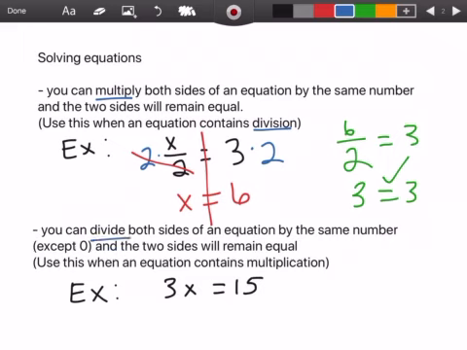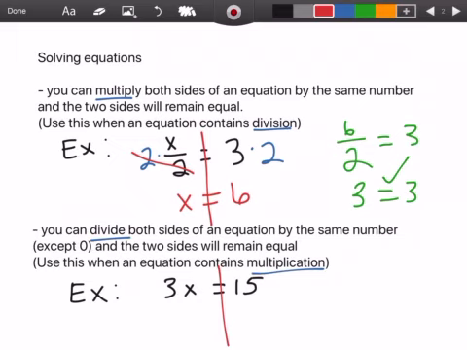Alright, now the next property. We can divide both sides of an equation by the same number, except 0. You're not allowed to divide by 0. And the two sides will remain equal. You're going to use this when the equation contains multiplication. So when you see that the variable is being multiplied by a number, you will want to divide both sides of the equation by that number to get the variable by itself.